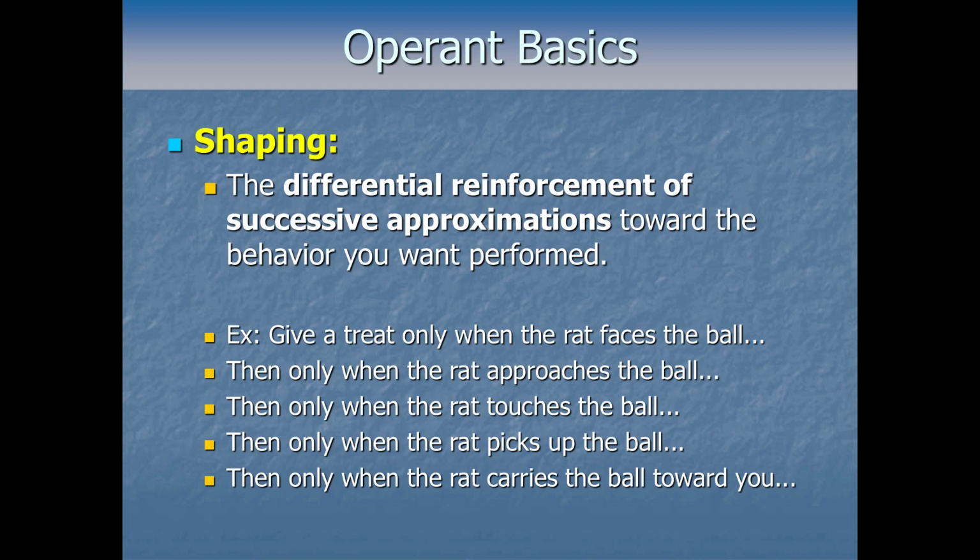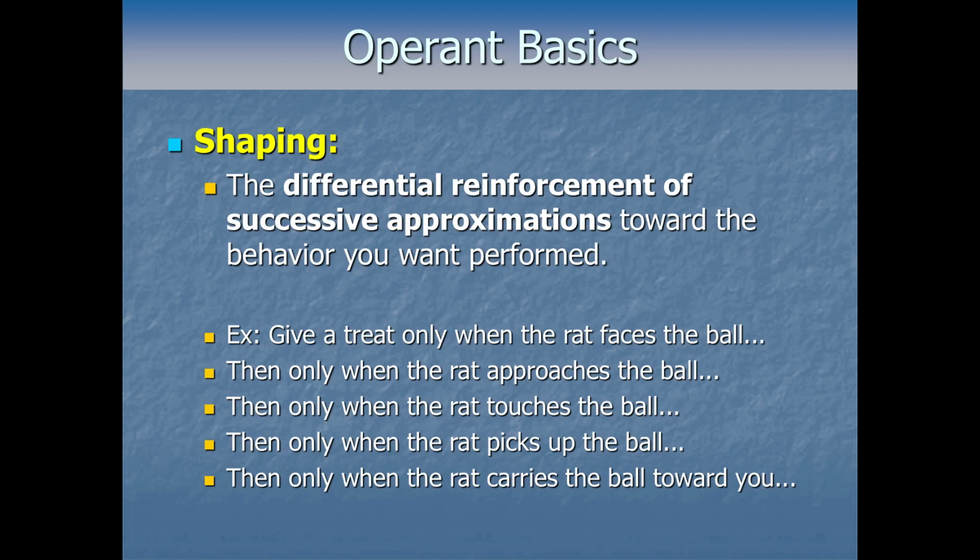And its little brain will eventually notice, like, oh, it's when the ball is in that direction, when I can see the ball, when I'm facing towards it, that's when the treat shows up. So it'll start to kind of face towards the ball a little more often. Then, once it's learned to face the ball for a treat, you change the rules. You institute a different contingency. Give a treat only when the rat approaches the ball.